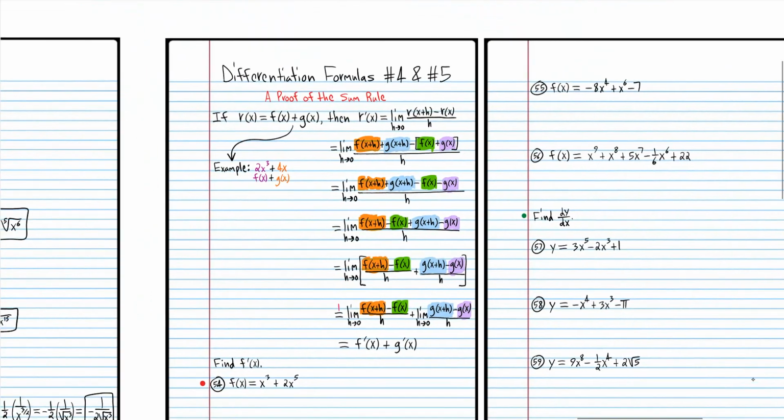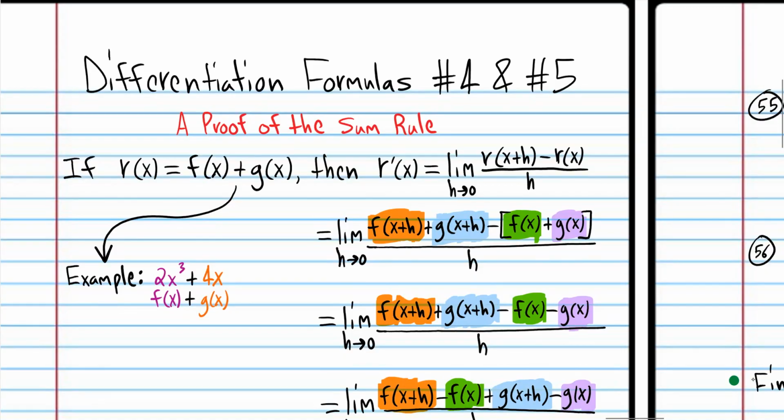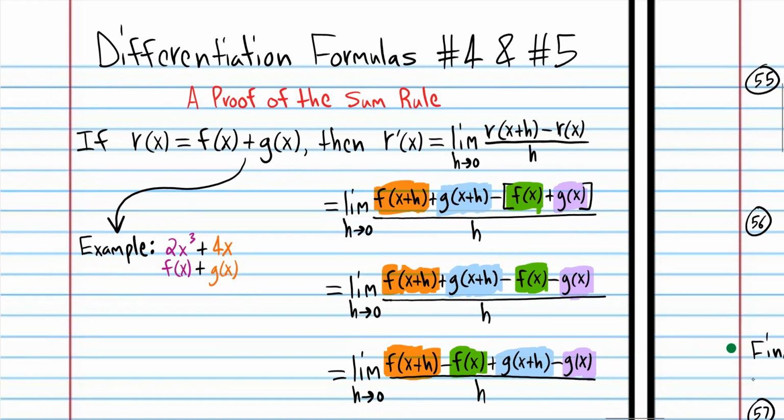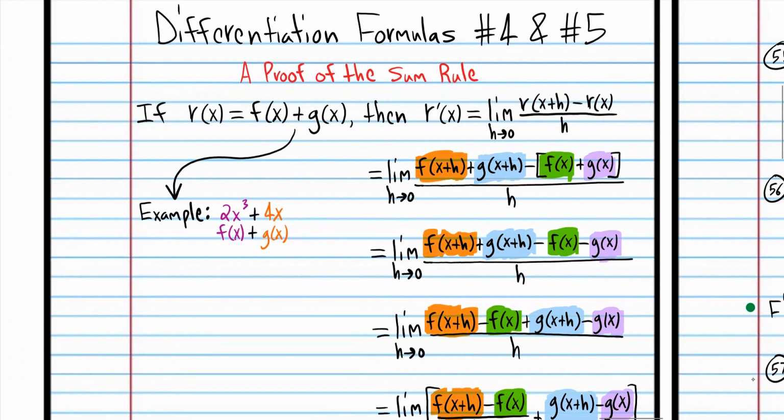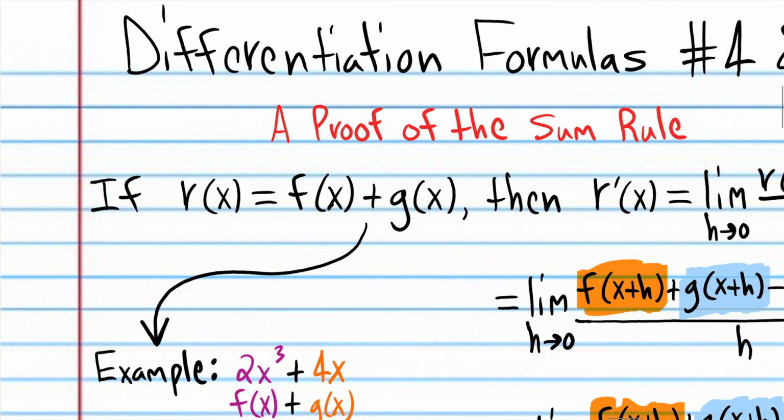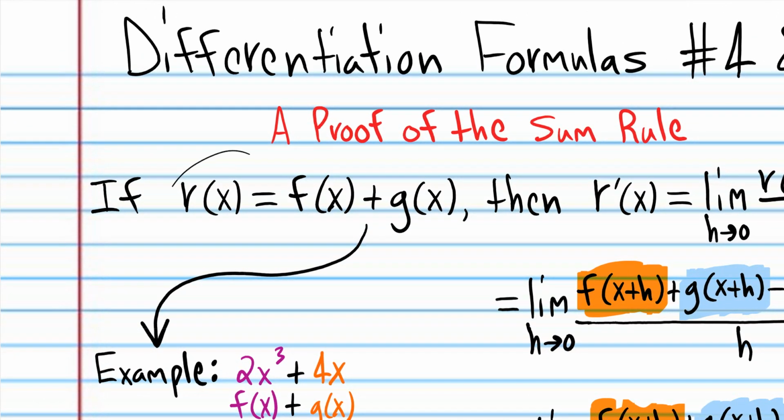Okay, so now we're going to practice differentiation formulas number 4 and 5. And these formulas basically tell you that if you have a function that is the sum of 2 expressions, then the derivative of the function is just the derivative of the first expression plus the derivative of the second expression.